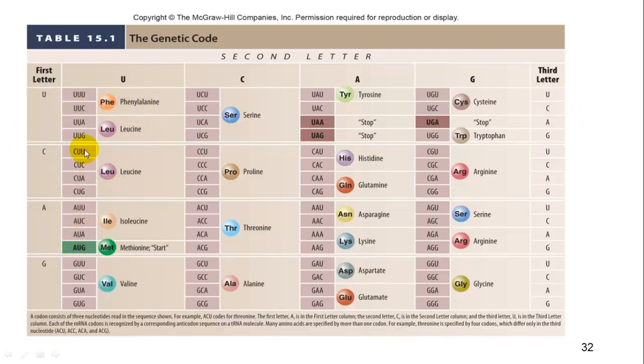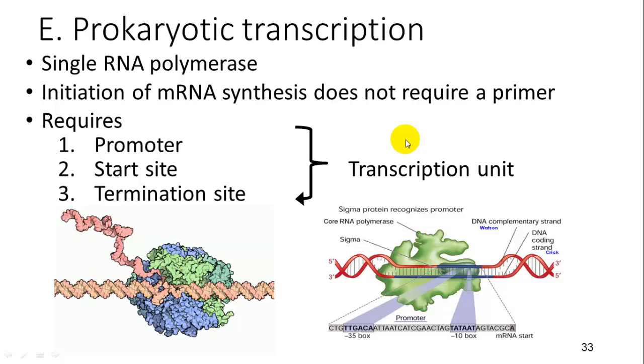Leucine has 4 different combinations of RNA. For example, a cytosine, uracil, and uracil will make a leucine. But anyway, we'll go over some more stuff like this in class.